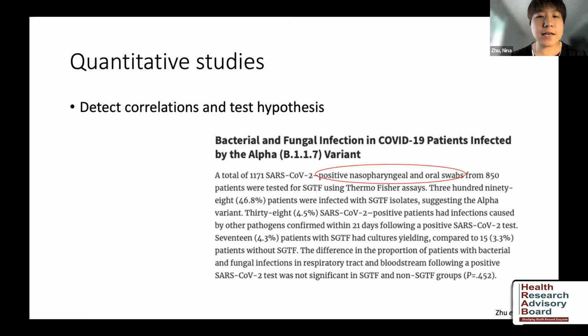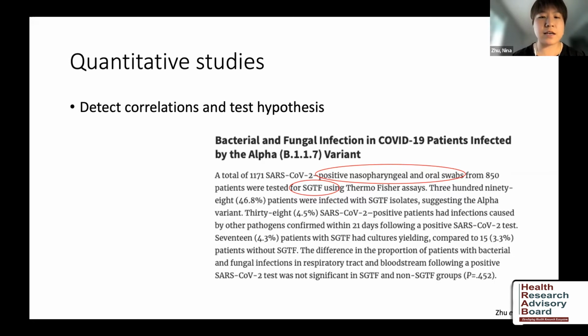And then the second thing is assumption. The assumption here is that any patient tested for something we call S gene dropout, which is basically a genetic technology we normally use, we assume anyone with this gene result has been infected by the alpha variant of COVID.